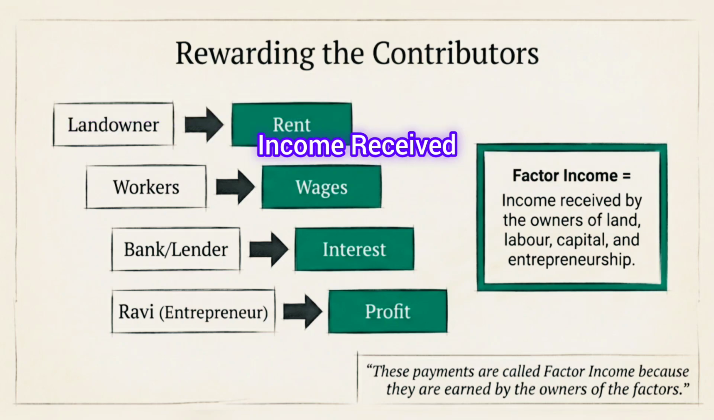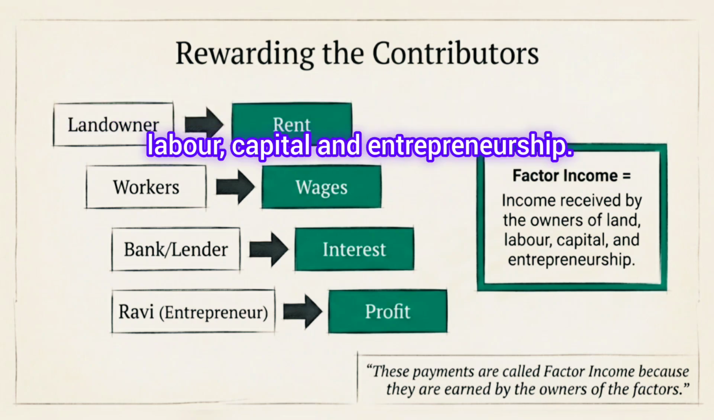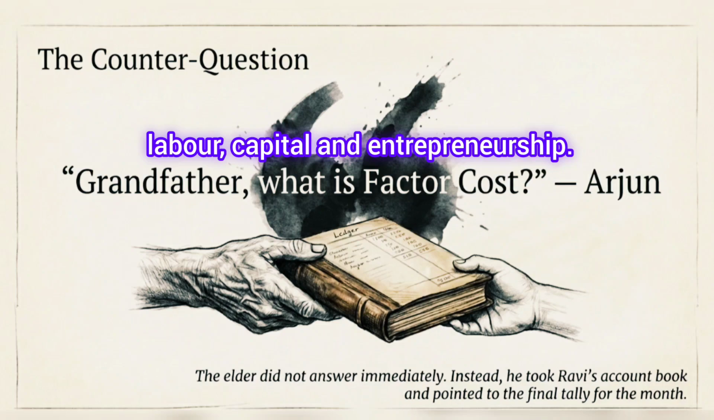Factor income received: land, rent; labor, wages; capital, interest; entrepreneur, profit. So, factor income is equal to income received by the owners of land, labor, capital, and entrepreneurship.